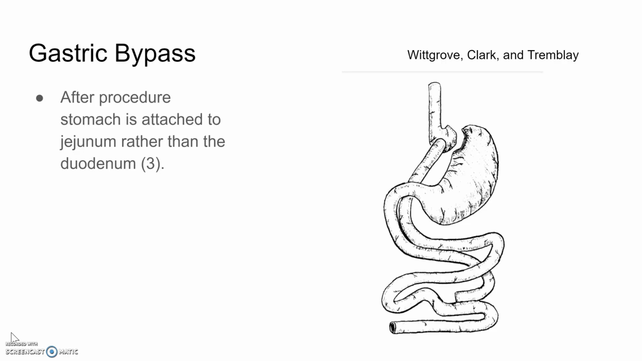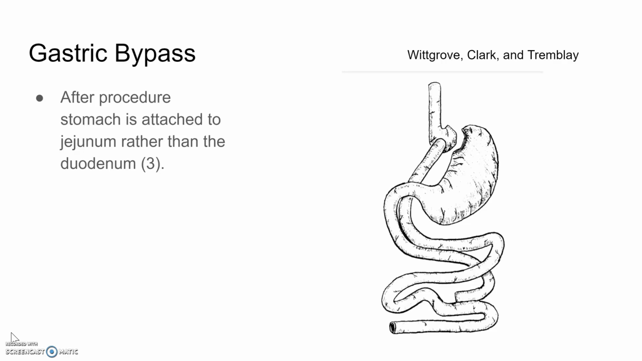esophagus to the jejunum. As we learned earlier in this course, normal anatomy of the GI tract includes the esophagus leading to the stomach and then to the first part of the small intestine, which is the duodenum. The duodenum is where a lot of the food is absorbed.